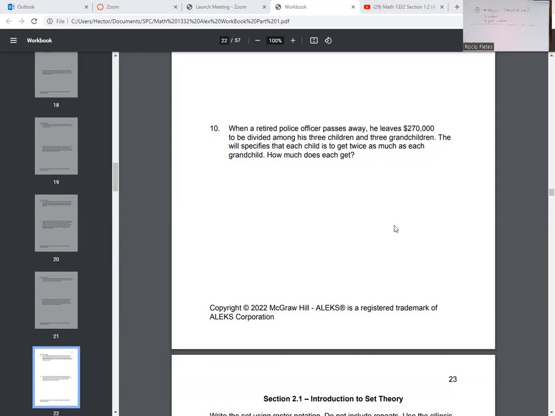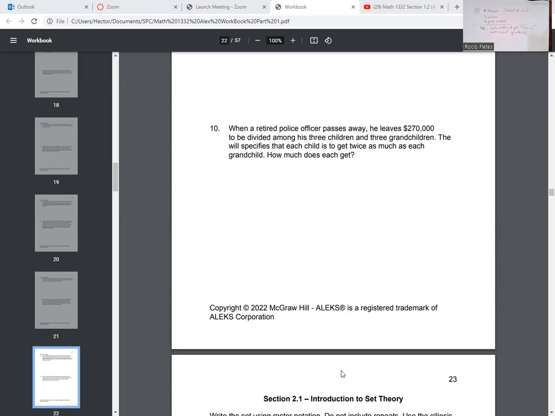So always, I need to define the amounts. And since I'm looking for those amounts, I'm going to use X. So let me just make a note here. Each child, this is very important, this is key: each child is to get twice as much as each grandchild. Now, because I do not know, it says, how much does each get?